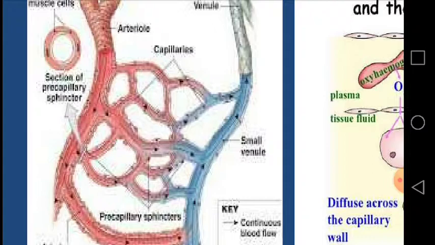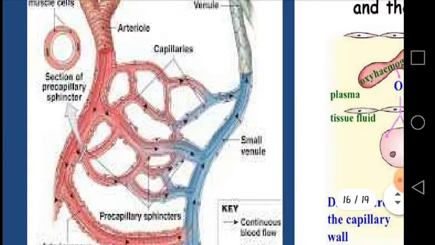The oxygen and the nutrients are given off to the cells, and the cells give off their waste products, the carbon dioxide and other wastes, into the blood. And when these capillaries reunite together, they form the venules, and venules combine together and form the veins.